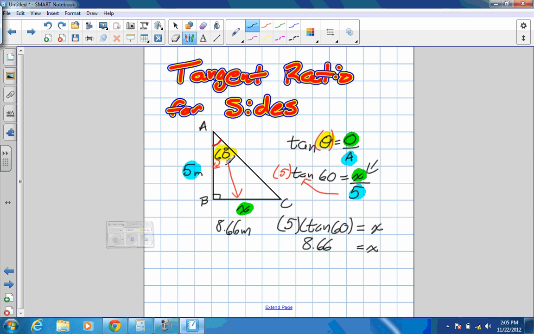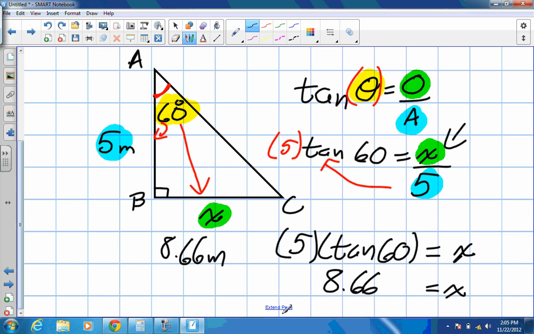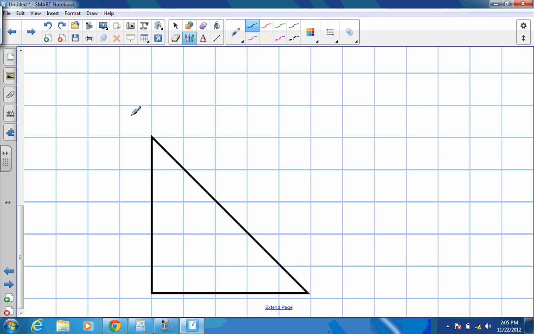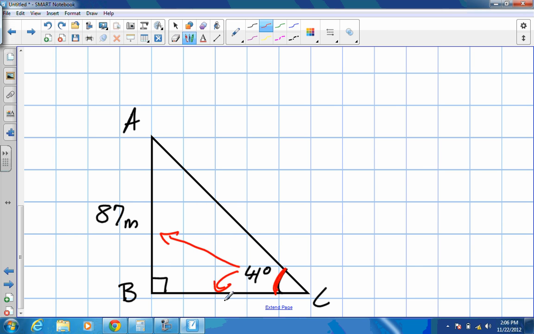Okay, so we've done that, finding the opposite side, but what about if we're looking for the adjacent side of a triangle? Let's set that up. So we have our triangle here. We're going to name it ABC again. We know that angle B is 90 degrees. This angle down here is going to be 41 degrees, and this side will be 87 meters long. Now, referencing this angle C, we have the opposite, and we're looking for the adjacent. We'll call this A in this case.